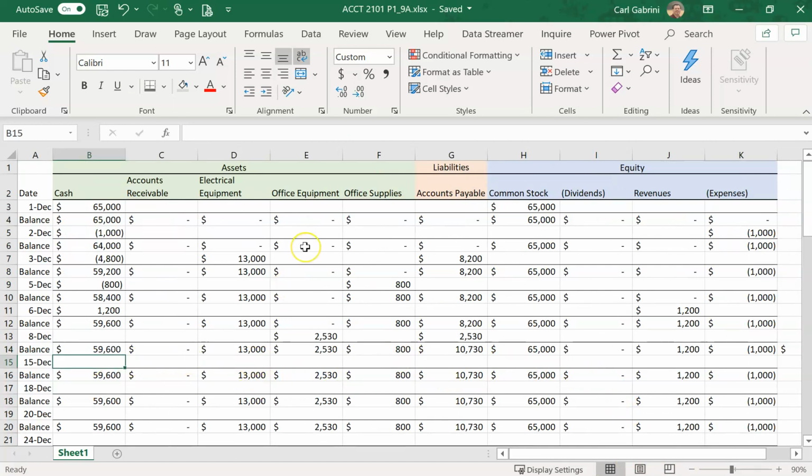All right, let's move on to the next part here. This is going to be December 15th. So if you're following along in the book, the company completed electrical work on credit in the amount of $5,000. Since they completed electrical work, and it says on credit, that means that somebody owes them money. So somebody owes them $5,000. Okay, and hopefully they'll pay it up.